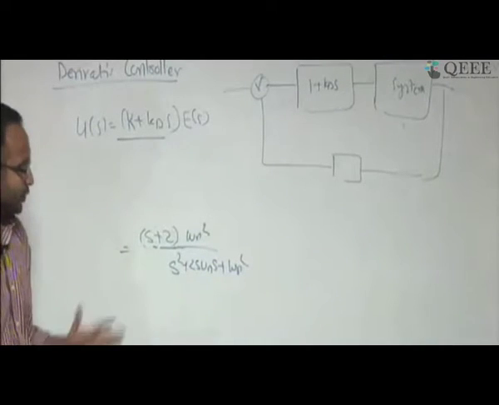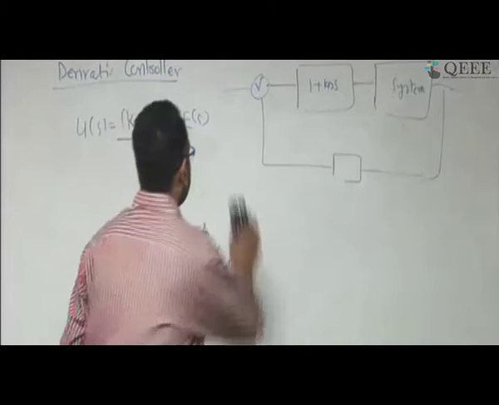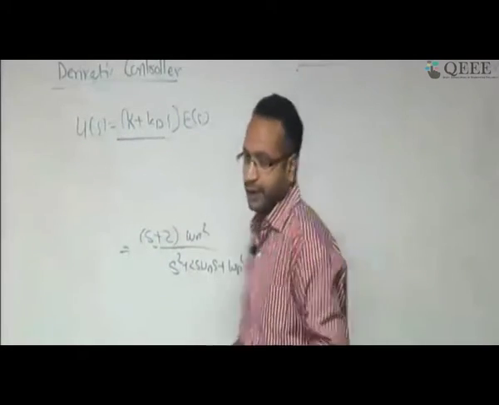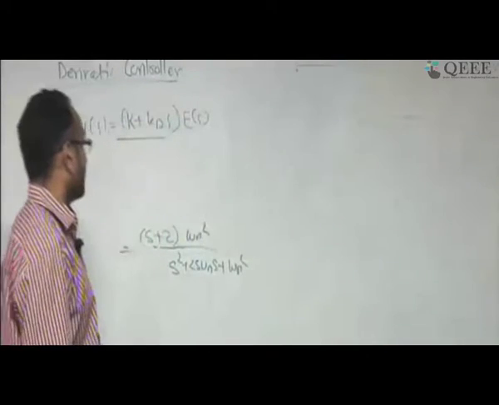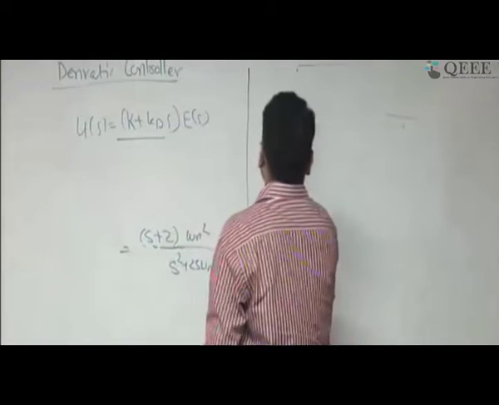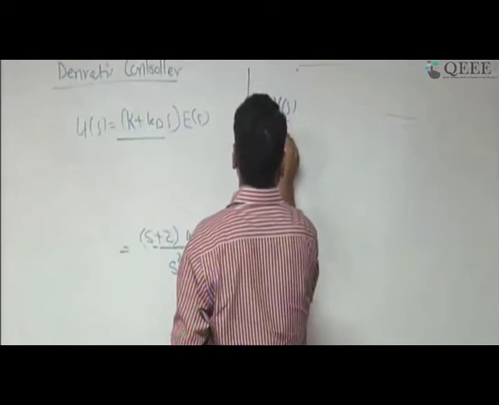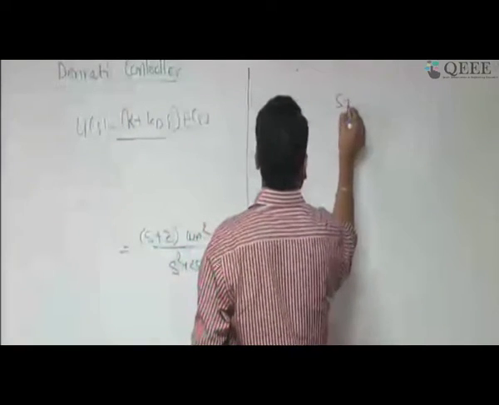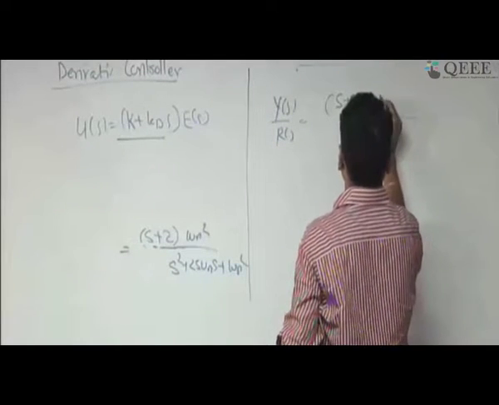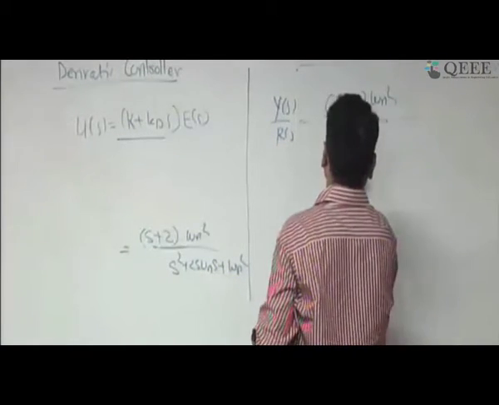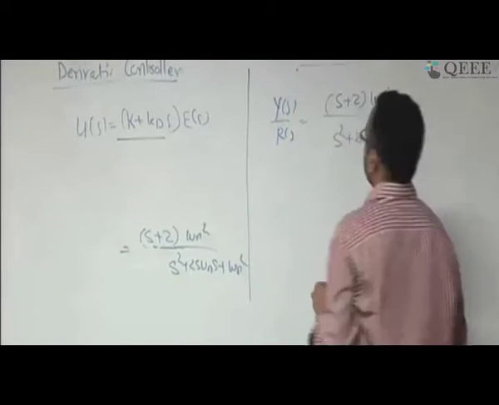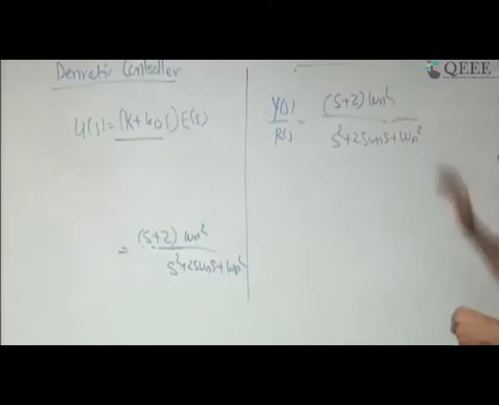Okay. So I want to understand this part, that if I add a zero in my forward path, then what will happen? To explain this part, this is my Y(s) divided by R(s), (s plus z), okay, fine.